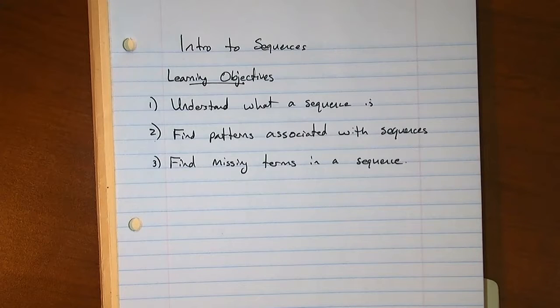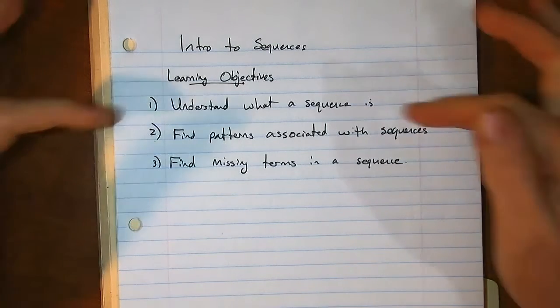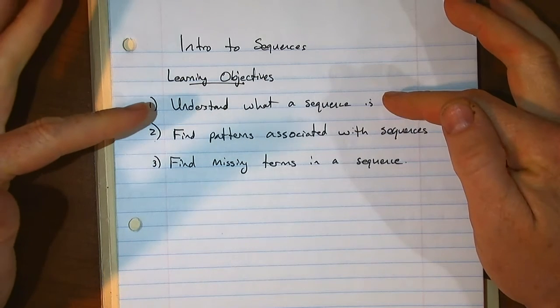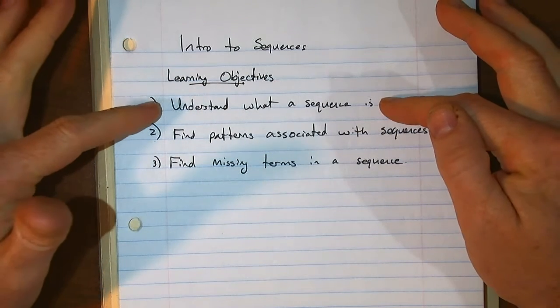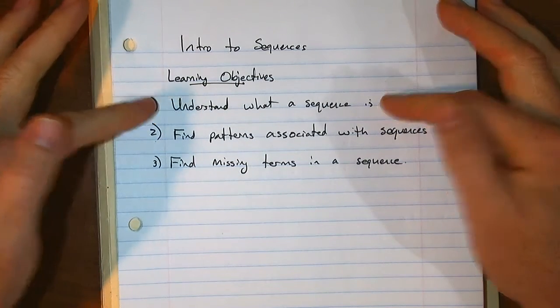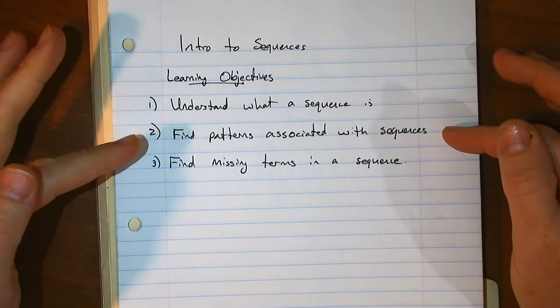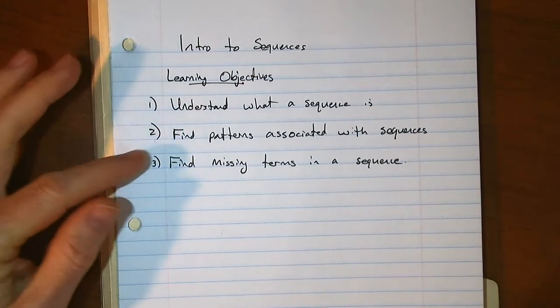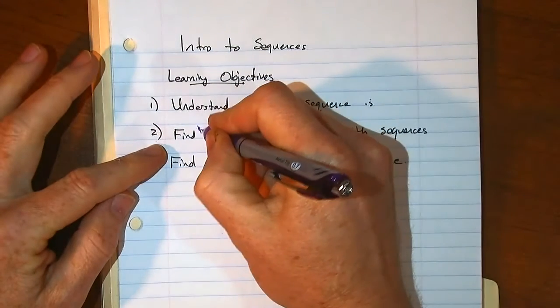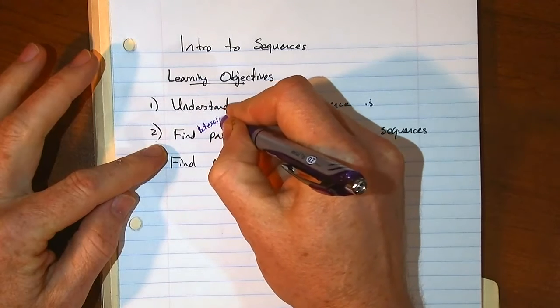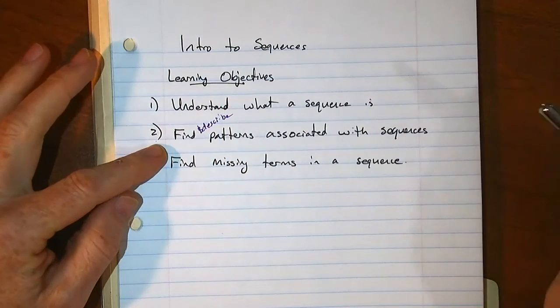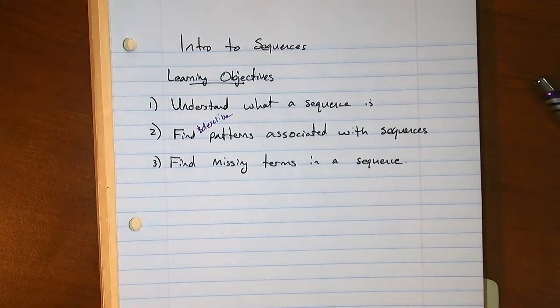When we look at our learning objectives on this video, you can see that there are three. Know what a sequence is. And again, we're talking about just a working definition, a basic understanding. You don't need to be able to write something down word for word. You need to be able to find and describe the patterns. So make sure you understand that. It's find and describe the patterns that go with a sequence, and then find terms that are missing from a sequence. Okay. So here we go.